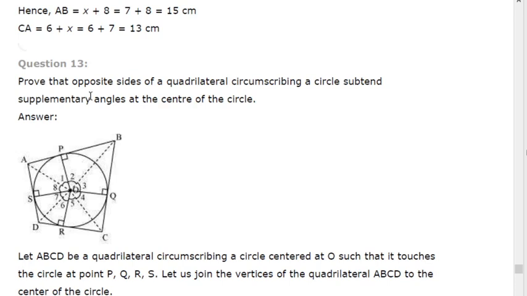Now next question: prove that the opposite sides of a quadrilateral circumscribing a circle subtend supplementary angles at the center of the circle. Okay. Means this is a quadrilateral. These are the sides and these sides subtend angles that are supplementary. Quadrilateral circumscribing a circle subtends supplementary angles at the center of the circle.